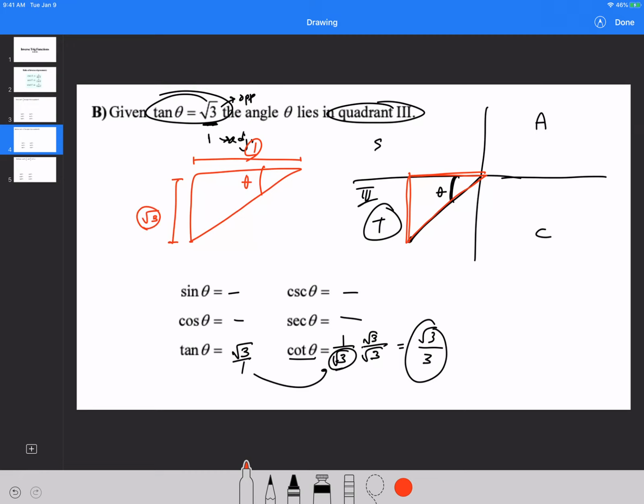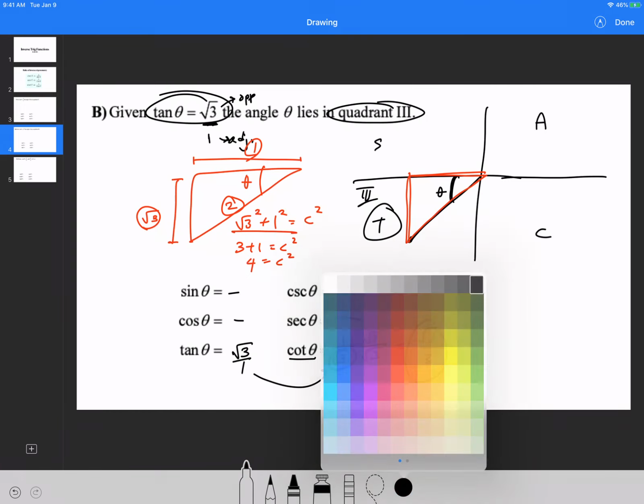Using these two lengths, can I use that to solve for the hypotenuse? Yes, you can. Square root of 3 squared plus 1 squared equals c squared. 3 plus 1 is equal to c squared. So c squared equals 4, so c has to be 2. It's pretty much the same thing as a 30, 60, 90 degrees triangle, if you haven't noticed. So 2 is the hypotenuse. Then all you have to do is write down the answers accordingly.